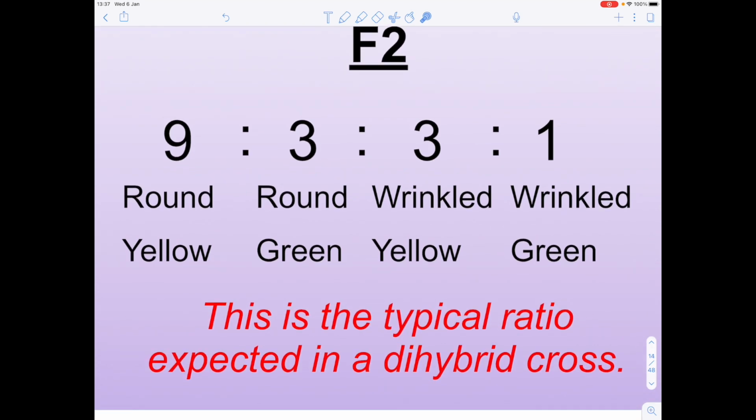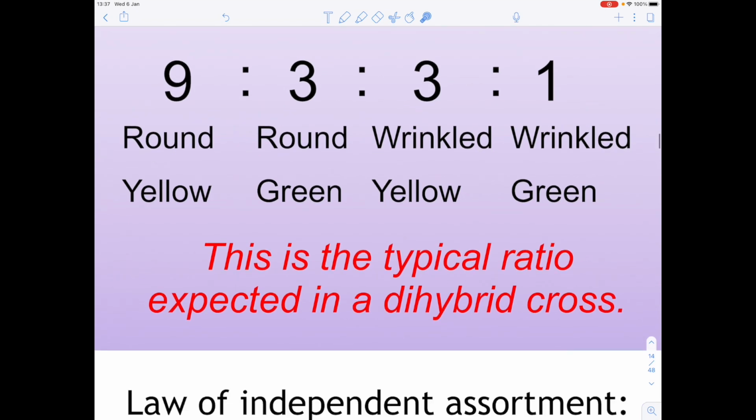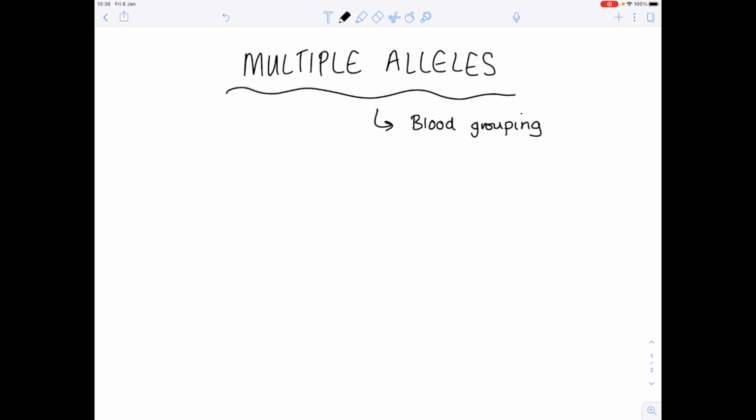And as you can see, we have done a ratio. We've pointed out how those phenotypes link to the ratio. And notice this 9:3:3:1 is the typical ratio expected in a dihybrid cross. So if you're ever doing a dihybrid cross with unlinked genes, which involve that heterozygous genotype, you will find a 9:3:3:1 ratio.